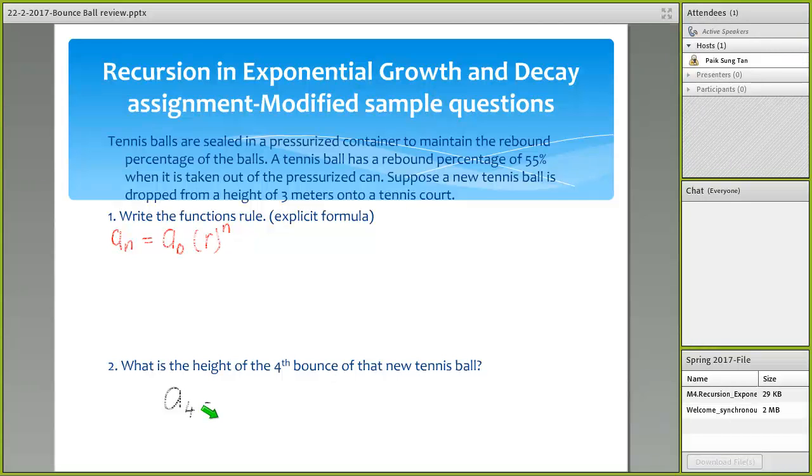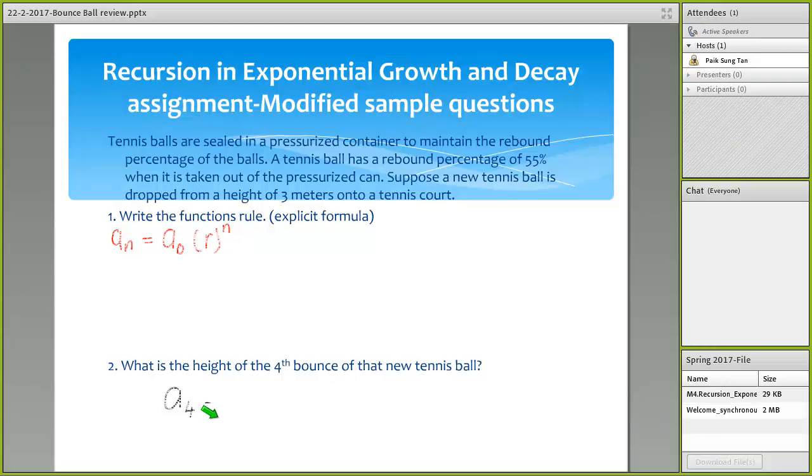All right, now we're going to move on to the second type of questions. Tennis balls are sealed in pressurized containers to maintain the rebound percentage of the balls. A tennis ball has a rebound percentage of 55% when it is taken out of the pressurized can. Suppose a new tennis ball is dropped from a height of 3 meters onto a tennis court.